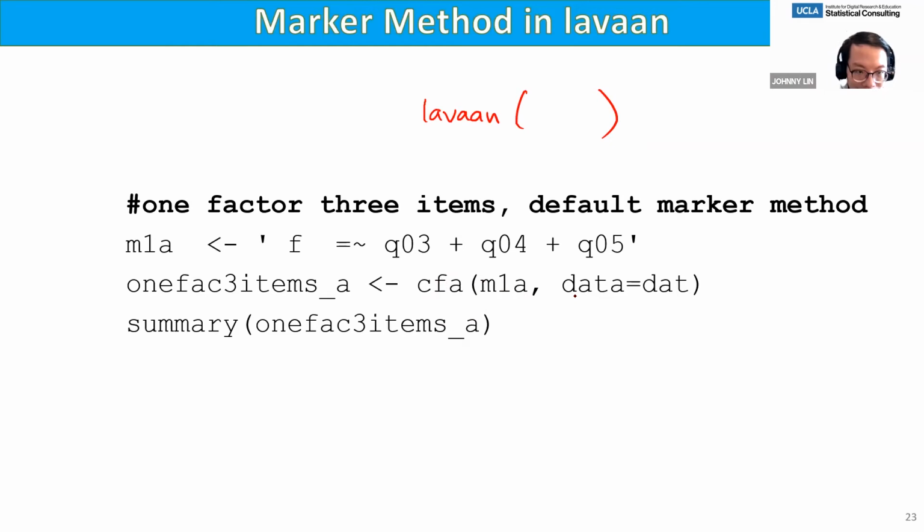And then this is the data set we're using. Why do I draw an arrow here? Well, this says I want to store that lavaan CFA output into this object called 1fact3itemsA. And then I pass that object into summary, and this is how I get the output. Any questions about the syntax of lavaan?